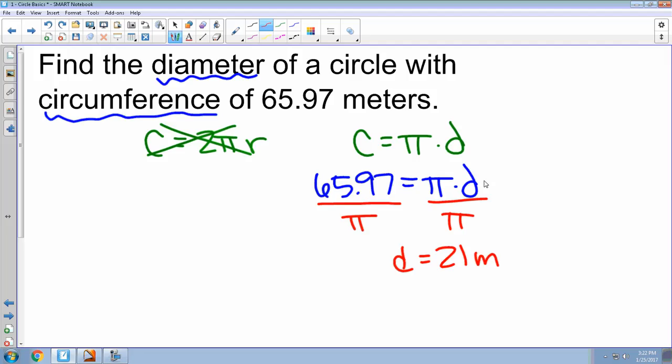Again, as before, either use the pi button on your calculator, or if you do not have one, this is the shortened version you need to use, 3.14159.